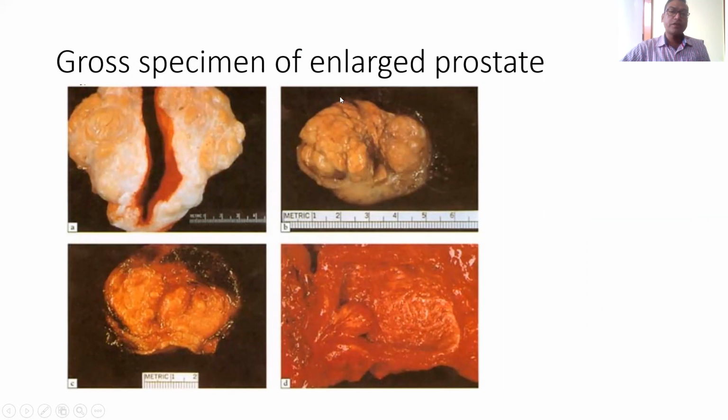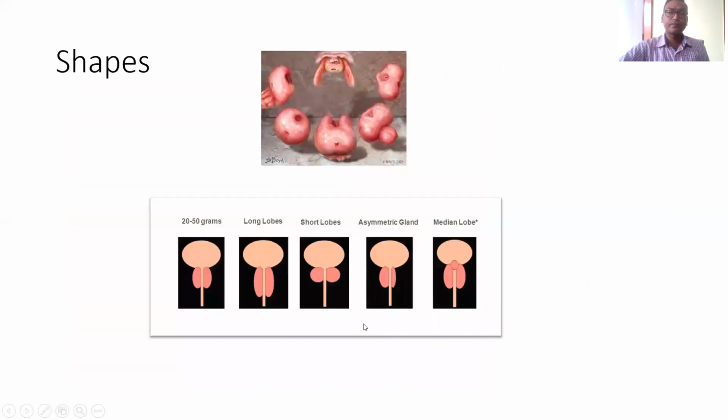In this image, you can see there is asymmetrical hypertrophy of the prostate, the right lobe being larger than the left lobe. This is a specimen of an enlarged prostate, and this is a region of a prostatic infarct. In this specimen, you can see the median lobe enlarging into the bladder. This is the classical uvula or the median lobe.